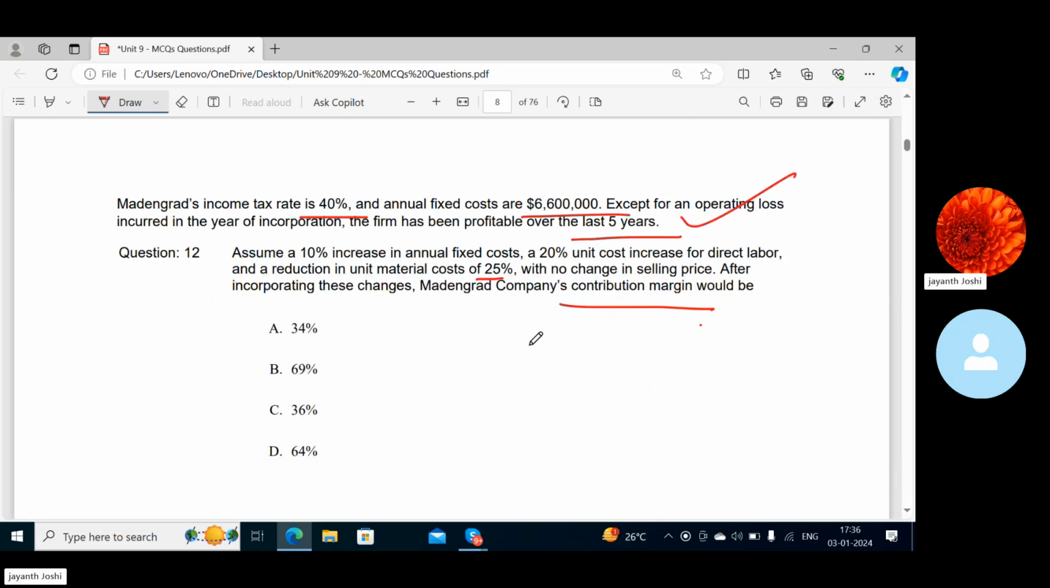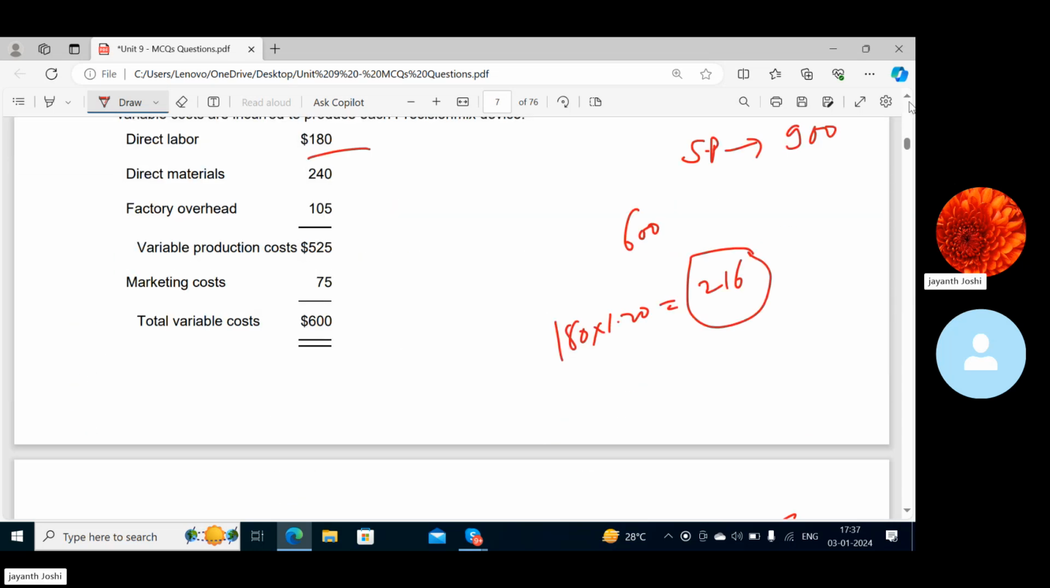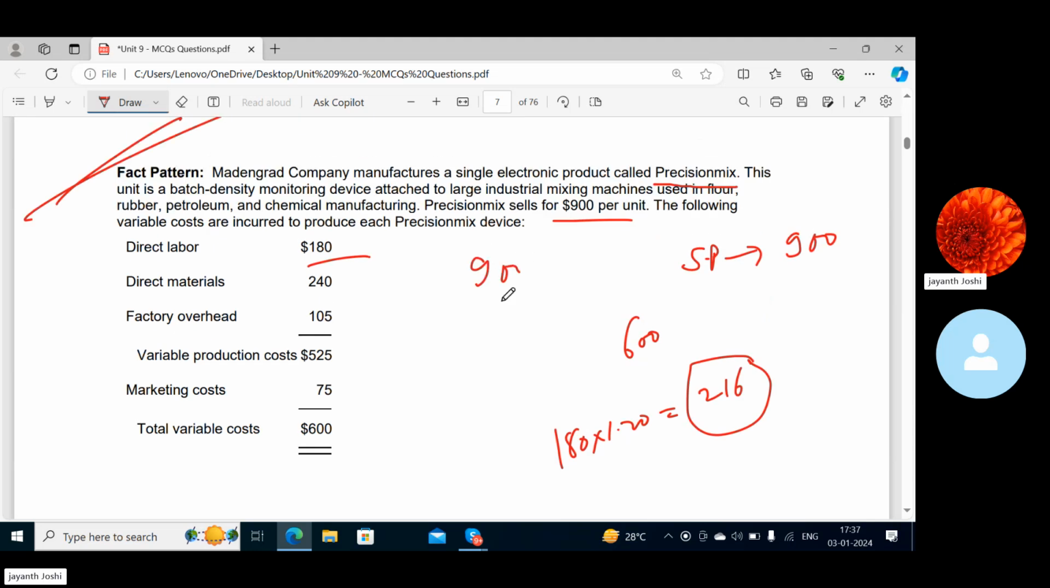What is the formula for contribution margin? Contribution by sales into 100. So the sales is 900, right? Yes. Contribution is sales minus variable cost. So 900 minus 216.